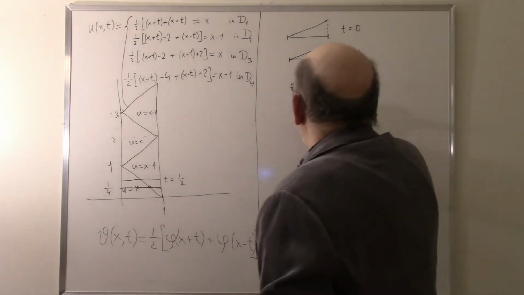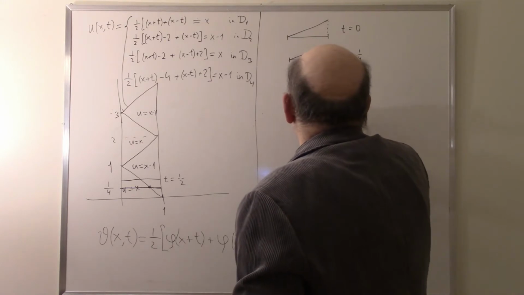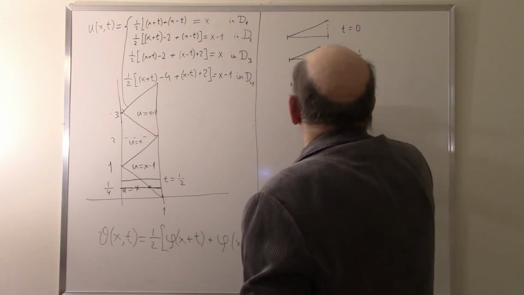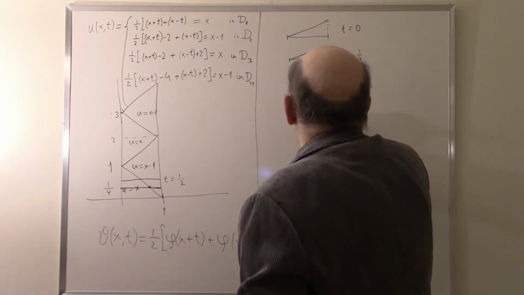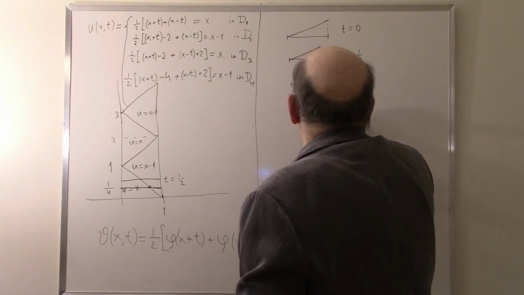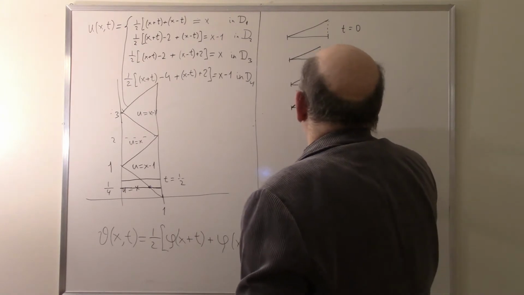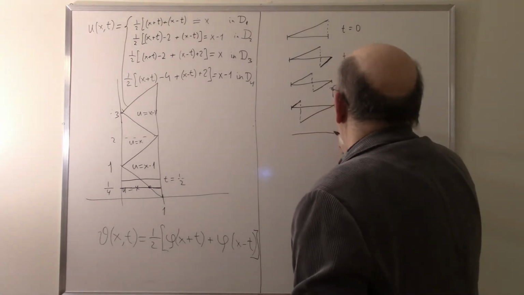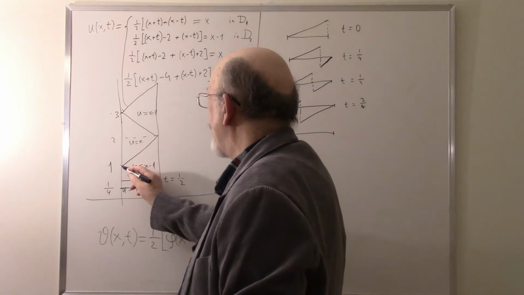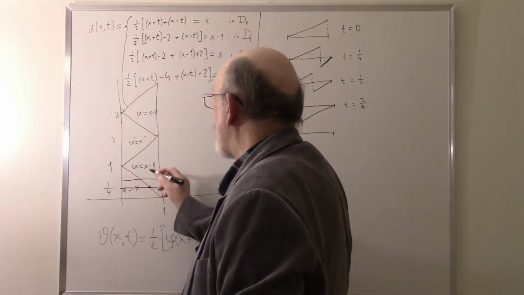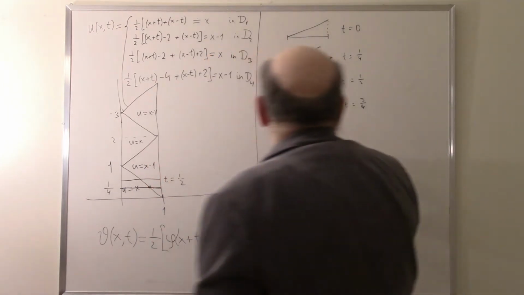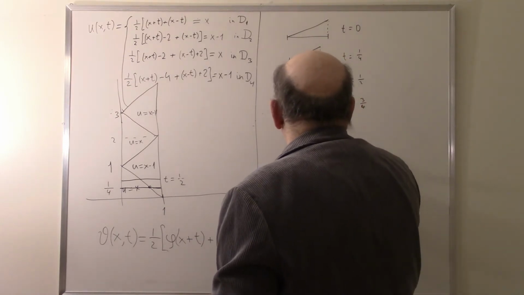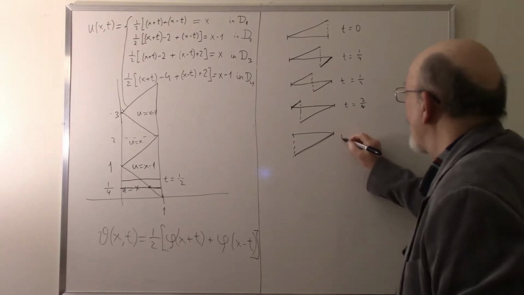Yes? At t equal 3/4, I can draw it. T equal 3/4. It is here. Yeah? T equal 3/4. So it's the point 1/4. And at t equal 1, this segment is completely in the domain number 2. So here u equals x minus 1. So it is here, like this. Yeah? T equals 1.